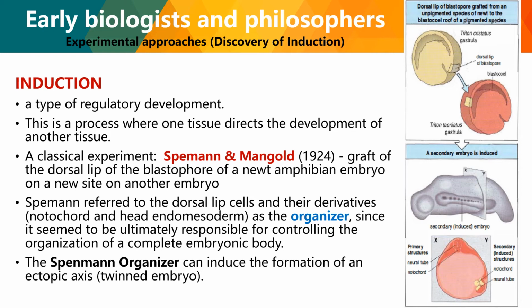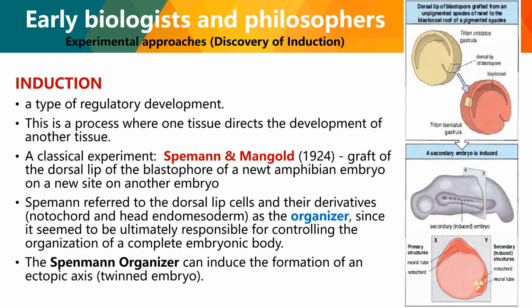They grafted a dorsal lip of a blastopore of a newt amphibian embryo onto a new site of another embryo. So kumbaga, kumuha sila ng konting part nung dorsal lip ng isang amphibian embryo and tried to insert it to another site in the embryo. So, Spemann referred to the dorsal lip cells and their derivatives as the organizer. So yung organizer na yon, sinasabi niya that it includes the notochord and the head of the endomesoderm, since it seemed to be ultimately responsible for the control of the organization of the complete embryonic body.